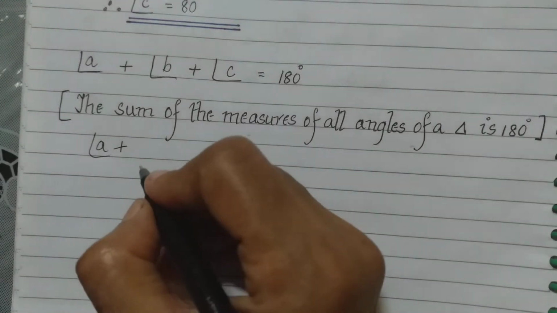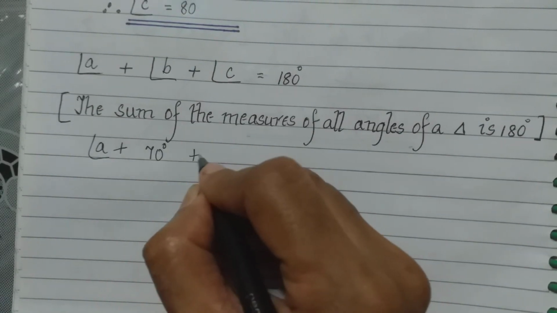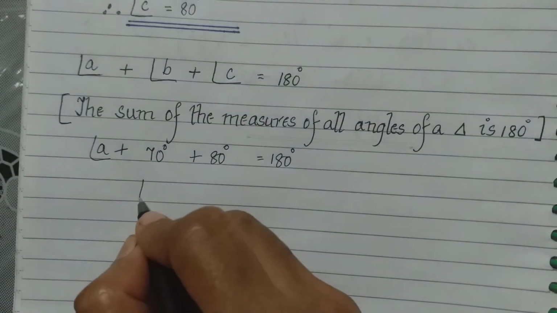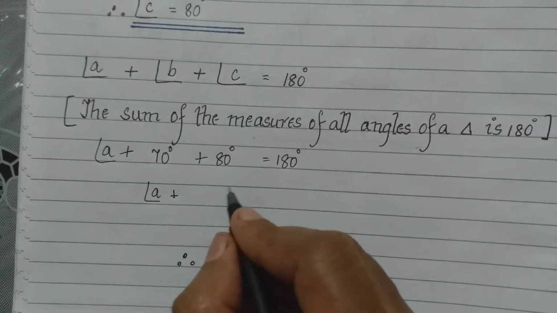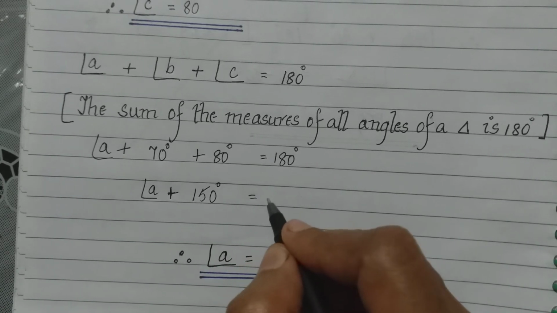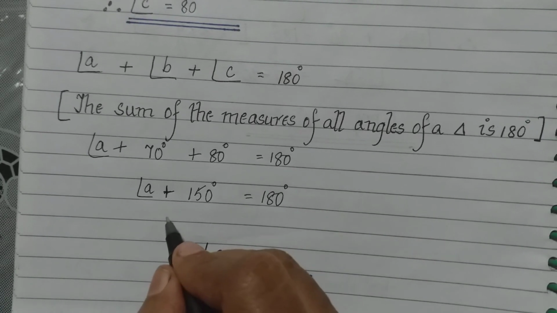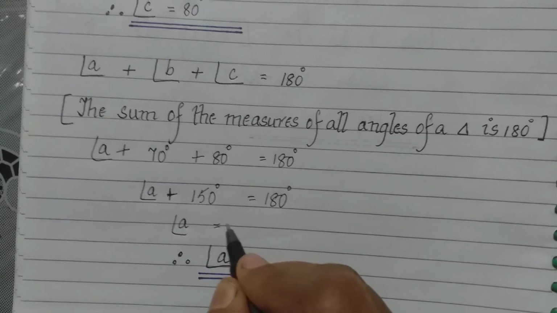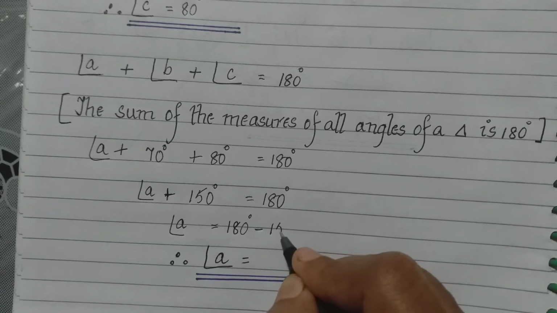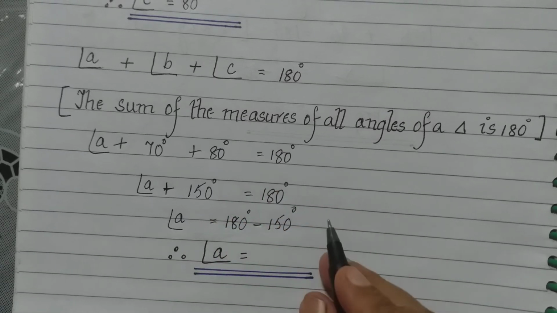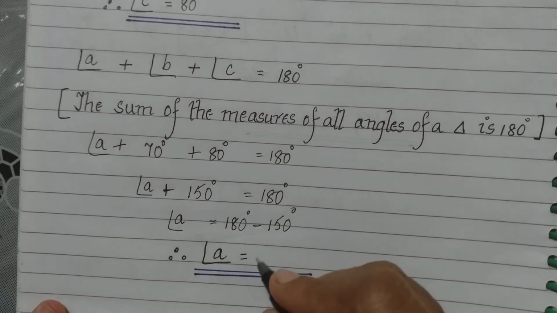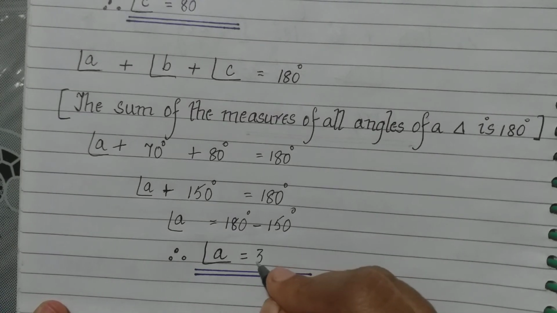So I write here angle A plus 70 degrees plus 80 degrees is equal to 180 degrees. Angle A is written as it is. 70 degrees plus 80 degrees is 150 degrees, equal to 180 degrees. Therefore, angle A is equal to 180 degrees minus 150 degrees. By taking plus 150 degrees to the other side, it becomes minus 150 degrees. Therefore, angle A is equal to 30 degrees.